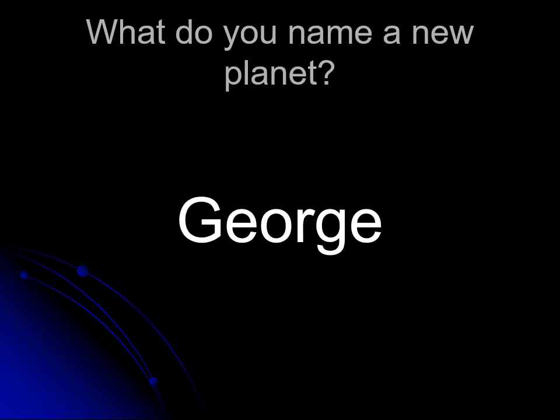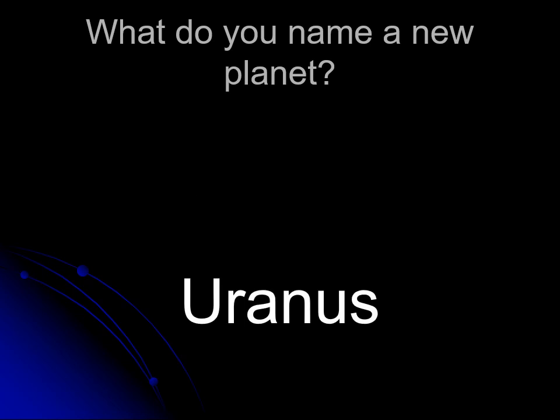Now, the name did not stick because, you know, the professional astronomers said you're not going to name it George because all the others are named after Roman gods. We've got to name it a Roman god. So Saturn was Jupiter's father, so Uranus was Saturn's father, so that's what we're going to name the thing.